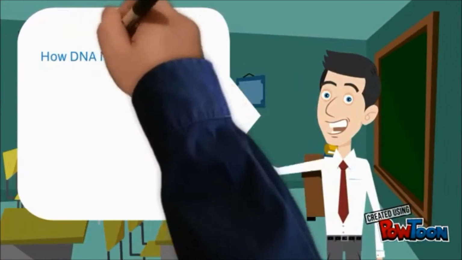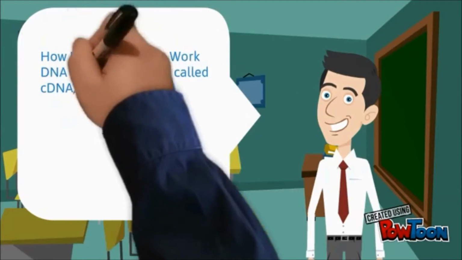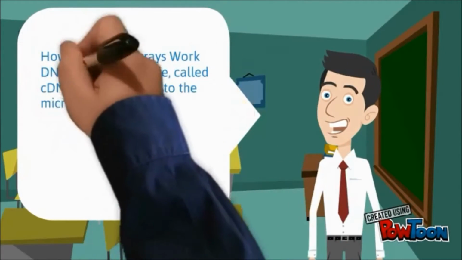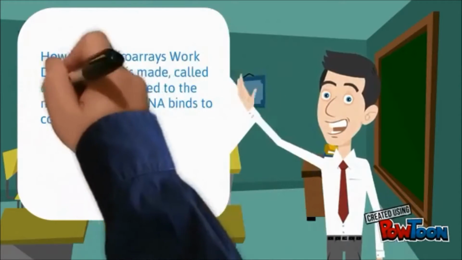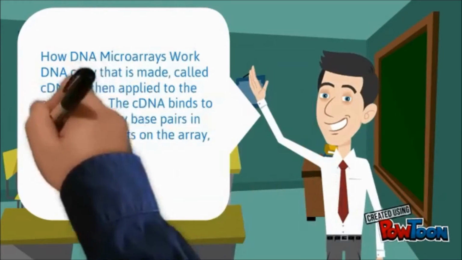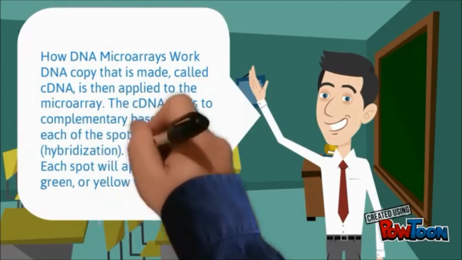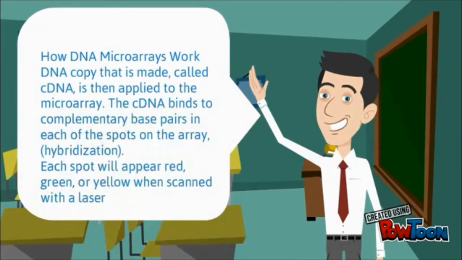How do DNA microarrays work? The DNA copy that is made, called cDNA, is then applied to the microarray. The cDNA binds to complementary base pairs in each of the spots on the array, called hybridization. Each spot will appear red, green, or yellow when scanned with the laser.